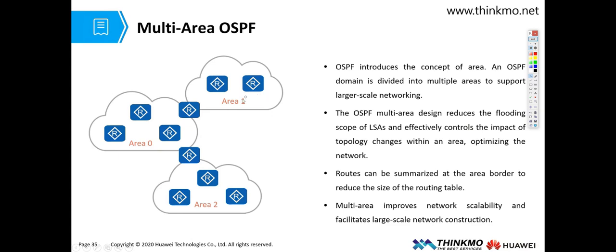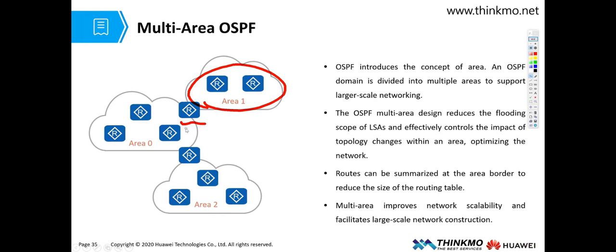With OSPF multi-area, we can reduce the scope of LSA flooding. The LSA of one area is only flooded within its own area, effectively controlling the impact of topology changes within the area. So, if there is a change, it only affects that specific area, and it won't require the entire network to recalculate. We can summarize routes at our area boundaries, meaning that if 10 routes are sent over, for example, I can consolidate them into one to reduce the size of the routing table.